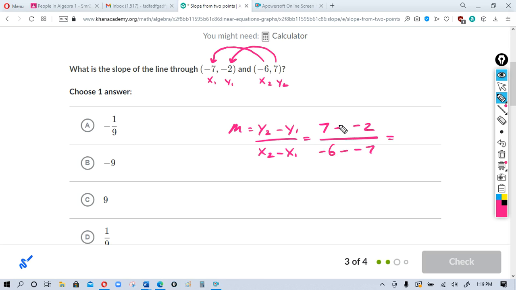All right, 2 negatives in a row make it positive. 7 plus 2 is 9. 2 negatives in a row make it positive. Negative 6 plus 7 is positive 1. And of course, 9 over 1 is just 9.